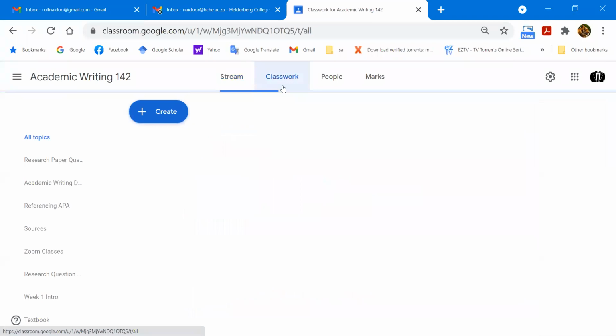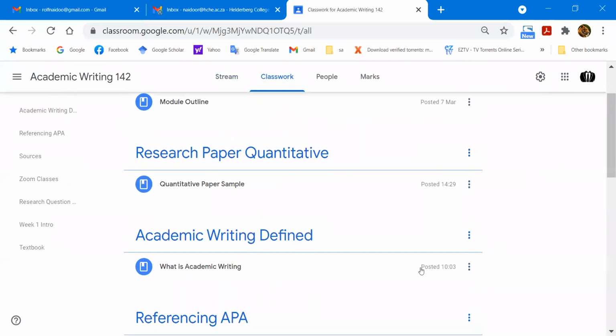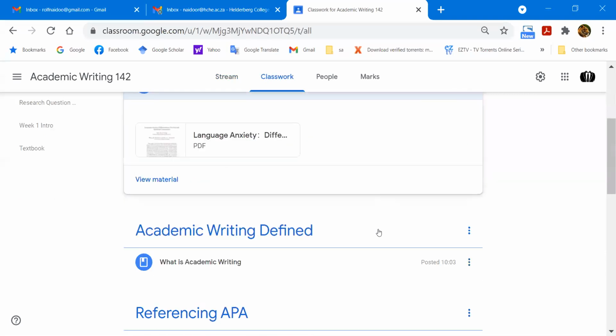Now, in the classwork section, you will notice I have uploaded a research paper that says research paper quantitative. This is an example for you to follow when we are looking at the research paper. This is the exact format that we are going to follow in terms of the headings and what we are going to be doing. I'm going to talk you through the whole research paper. We're going to develop it section by section every week as we go, right?